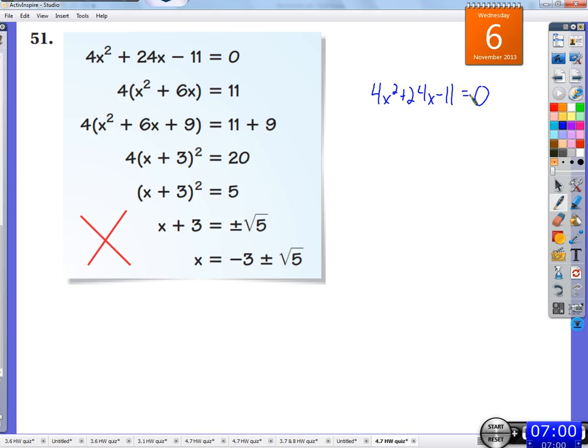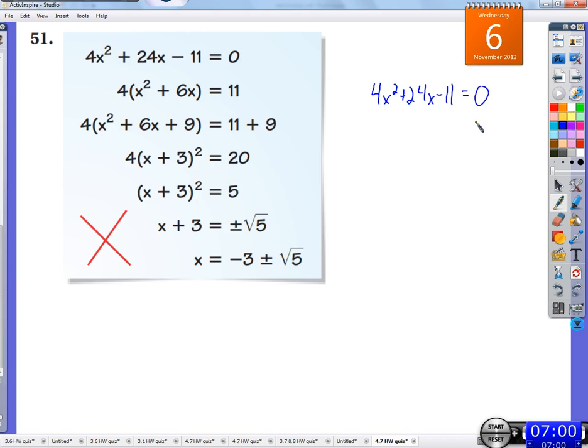Divide by 4. Okay. So x squared plus 6x minus 11 over 4 equals 0. Oh, they're doing it a little differently. They factored out a 4, they didn't divide by 4. Okay, so we should proceed that way. But it's the same idea, right? Inside the parentheses, we get that 1x squared like we want. Dividing by 4 is what I would do, but we should follow along with them. Let's make sure that this was done correctly.